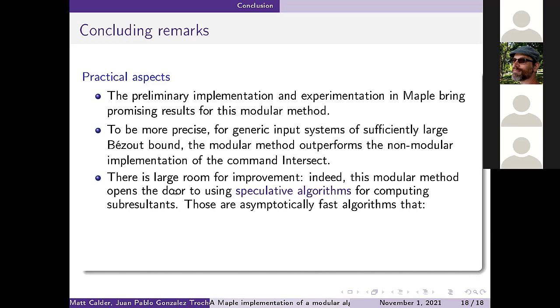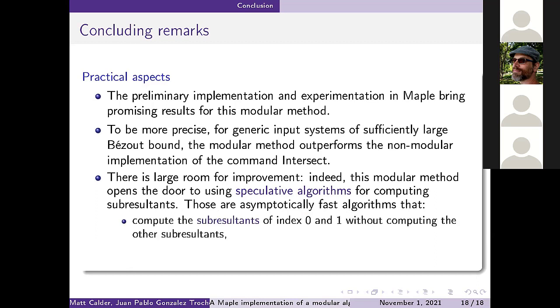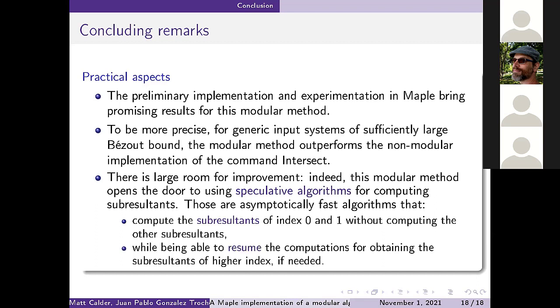We can use something that is called speculative algorithm for computing subresultants. And these are asymptotically fast algorithms that compute the subresultant of index 0 and 1 without computing the other subresultants. And if we need the other subresultants, then we are able to resume our computations and get them. So we can further improve the current version of our algorithm. Thank you very much. That's all that I have to say.